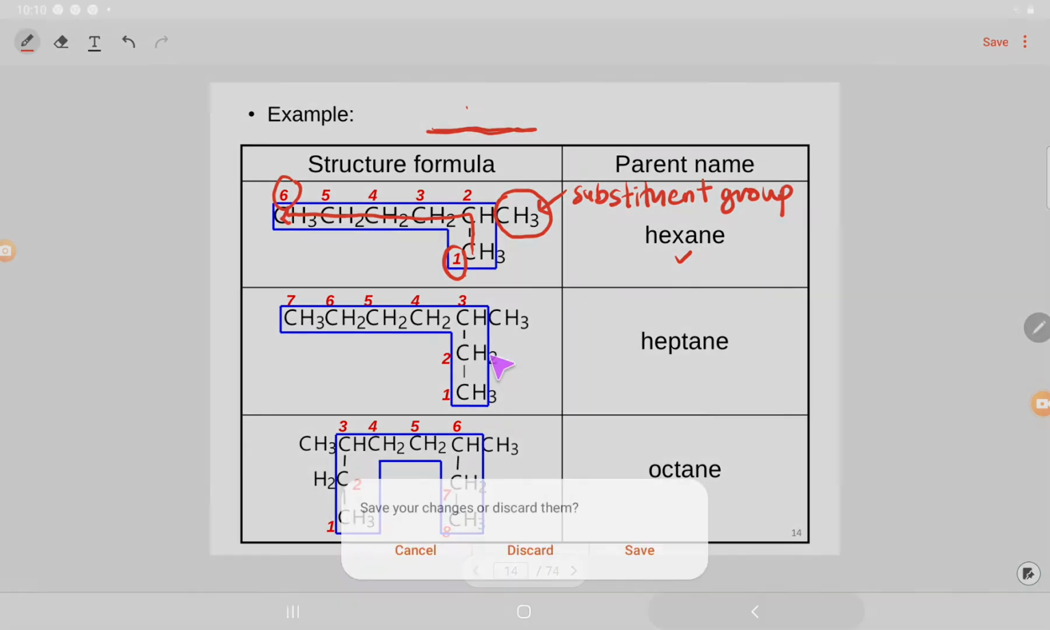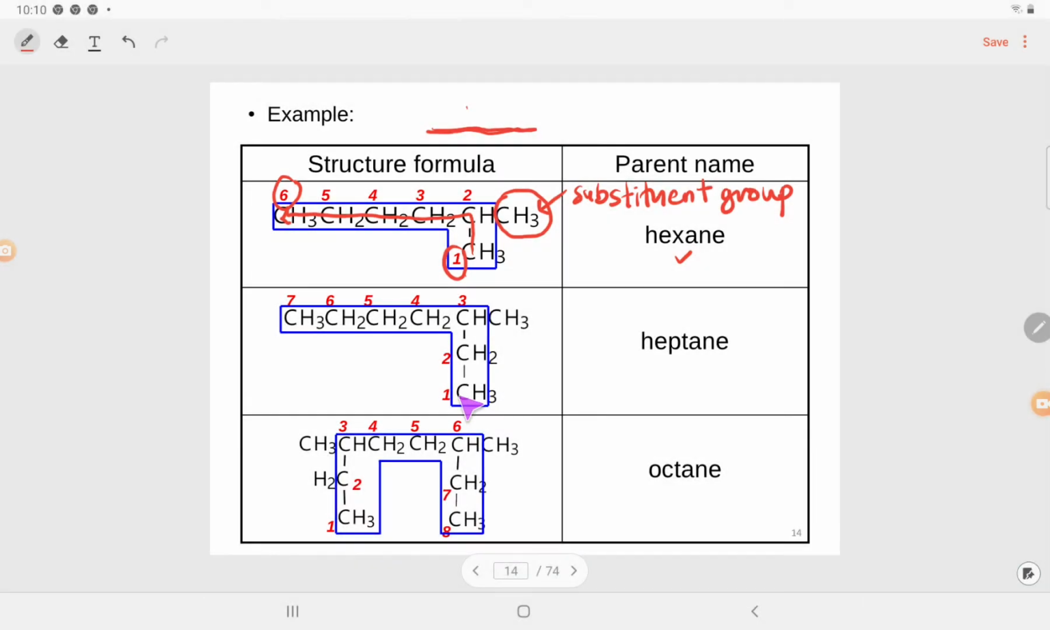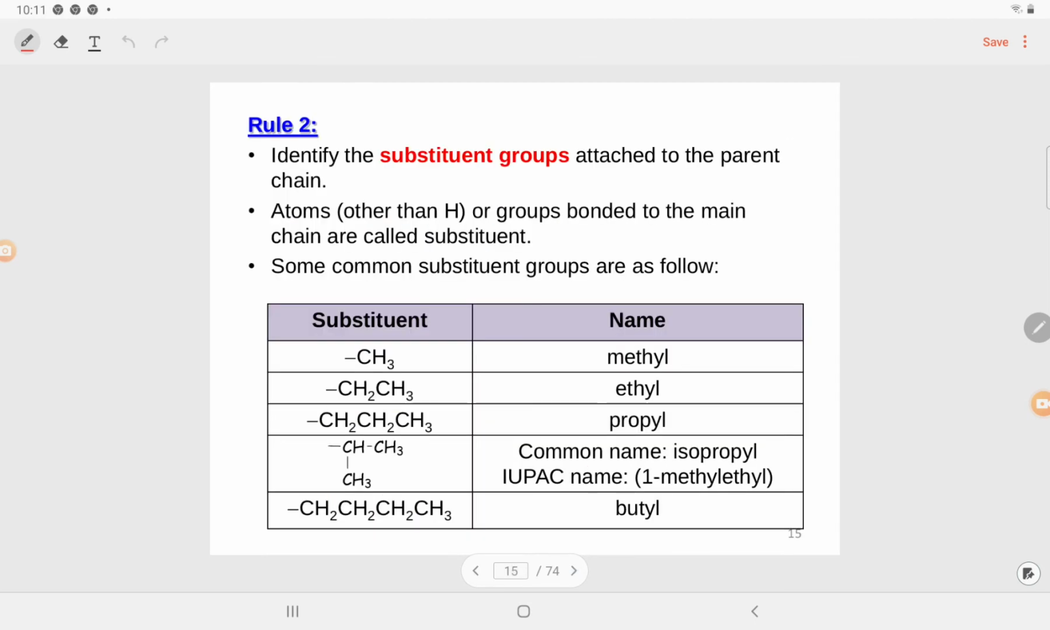And next, we find out the total number of the parent chain consists of 1 until 7. So your numbering number 1 must be closer to the position of the substituent group. Similar for part here, our longest chain here is 8. So your numbering carbon 1 must be closer to the position of the substituent group. So this is the 8 carbon atom. Your longest chain becomes octane.